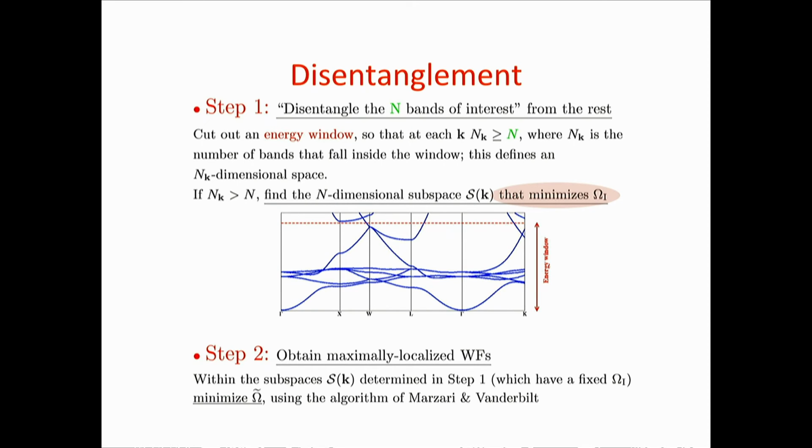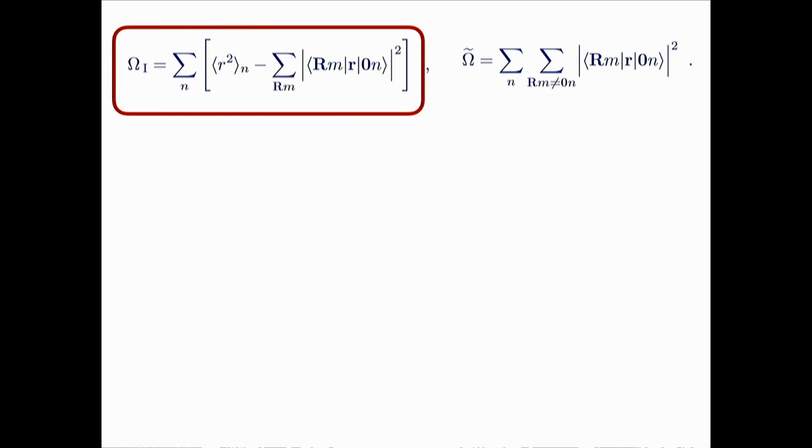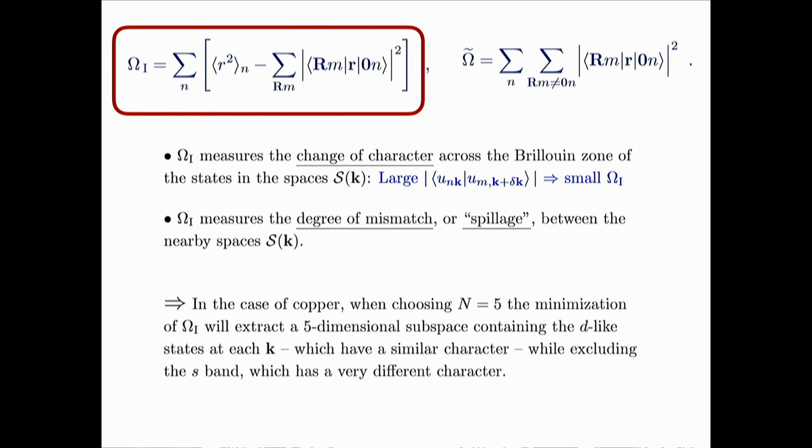So what does it mean to minimize omega I? So that's the expression omega I. You can show that omega I measures the change of character of your Wannier function, so the change of shape, if you want, of symmetry, over the Brillouin zone. So the simplest way I think to explain it is if you take two states of different nature.